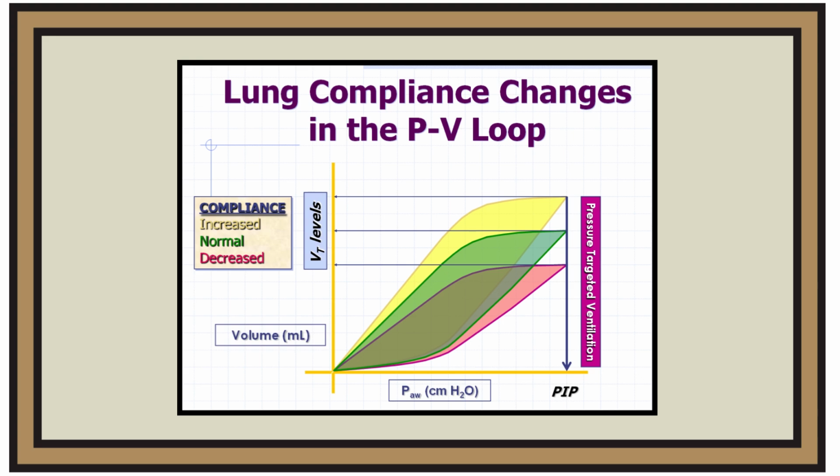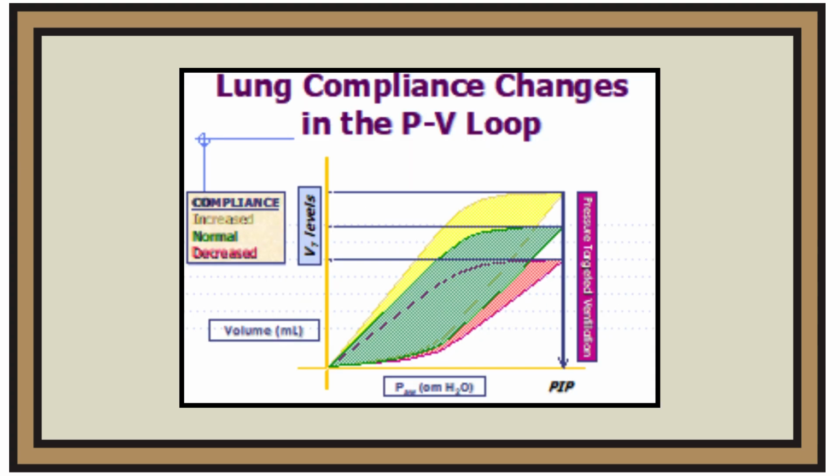Volume targeted ventilation. Notice that in volume targeted ventilation, the PIP is the changing variable. In pressure targeted ventilation, the PIP is the constant variable and tidal volume is the changing variable.